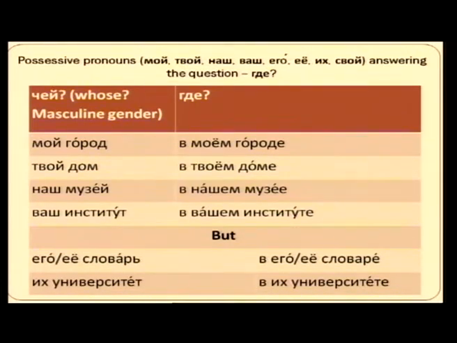As we already know that in Russian for whose we use chei, meaning whose, and it changes according to gender. Chei, chia, chio, and chi. Please pay attention to how chei, chia, chio, and chi are used in Russian. Чей это карандаш, чья это рубашка, чье это окно, чьи эти вещи.